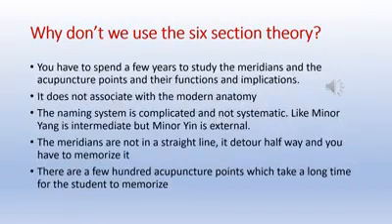If the 6-section theory of Zhang Zhongjing is so good and used until today, then why don't we use it in our Ganotherapy? We have a few problems. First, it's complicated. You have to spend a few years to study the meridians and the acupuncture points. There are a few hundred acupuncture points, and each point has its own function and its own implication. Each meridian also has its own function, its own applications. So it takes you many years to study that. And secondly, it does not associate with the modern anatomy, and we need a 3-dimensional reflexology, and this one is not.